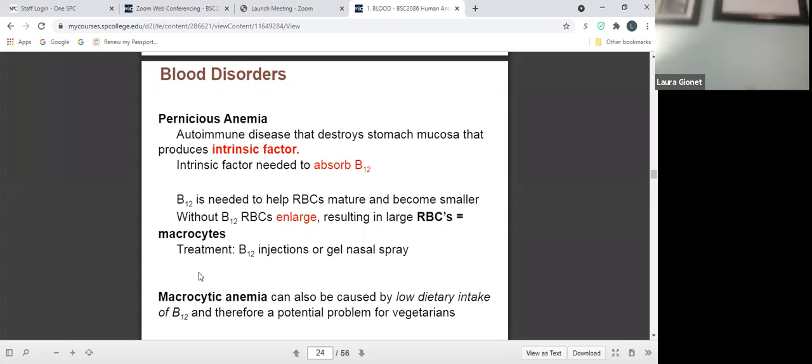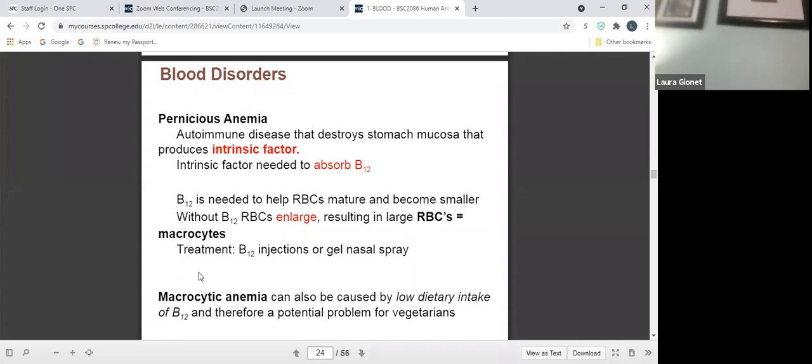And if they're not making the intrinsic factor, then you are not going to absorb B12. No matter how much you take in your diet, you will never absorb it. Right? So you're going to have some kind of an injection, generally, to introduce the B12 into your blood.